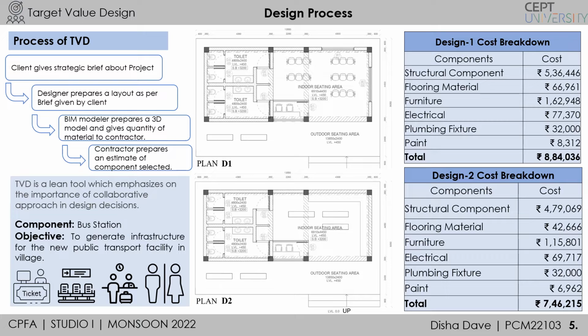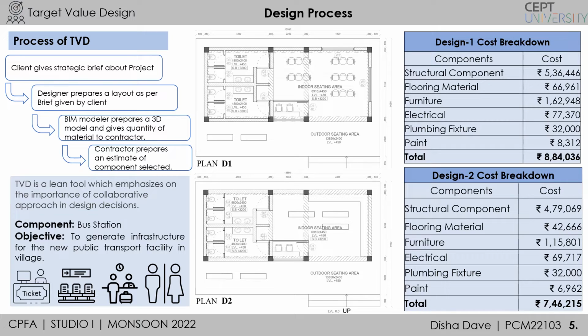This is now coming on to the lean exercise which was conducted. It's a target value design. This process, it's a lean tool in which there are stakeholders like the client, the designer, BIM modeler, and the contractor. So among us in the group, we divided ourselves into various roles, and activity was done.